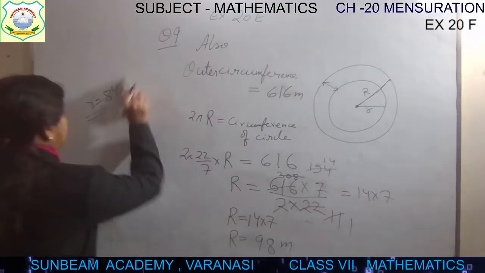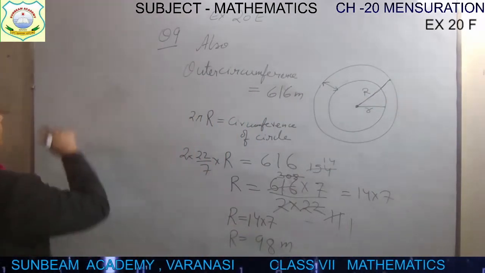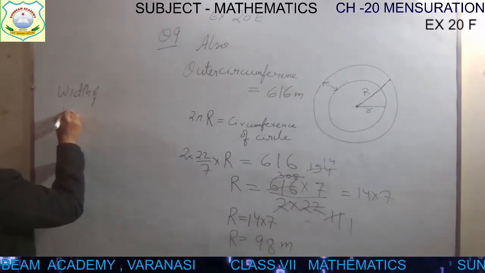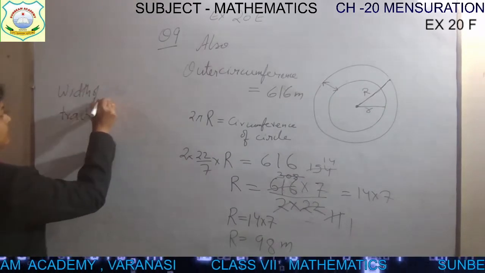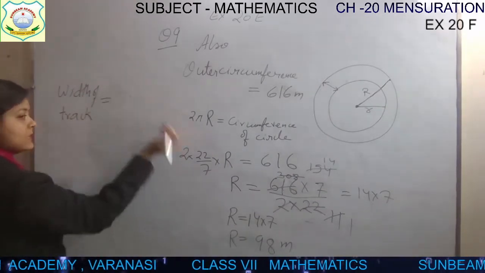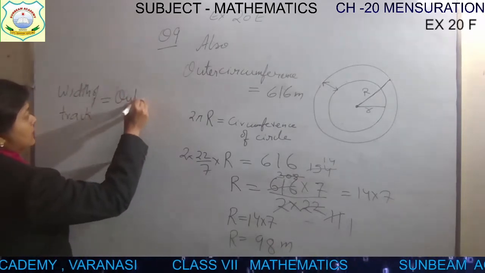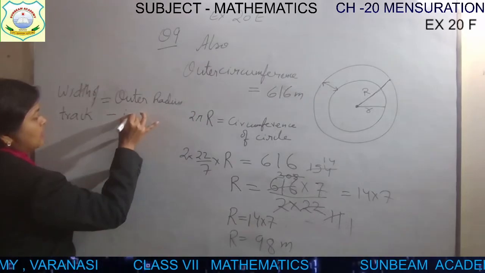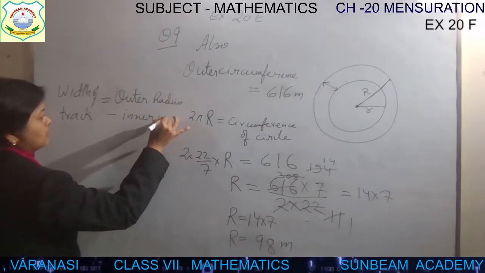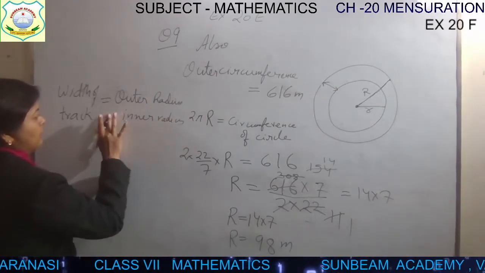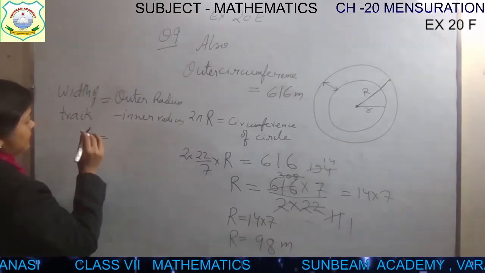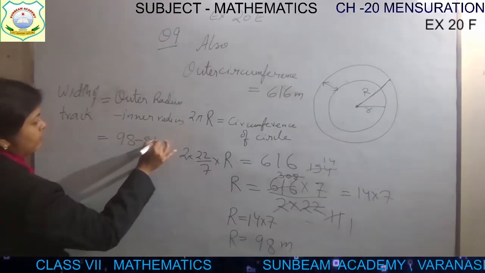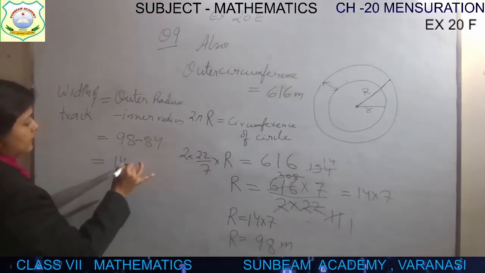So now 84 है बेटा ये. Now the width of the track, circular track भी लिख सकते हैं आप. This will be equal to outer radius minus inner radius. Outer circle radius minus inner circle radius. So this will be 98 minus 84. So this is 14 meter.